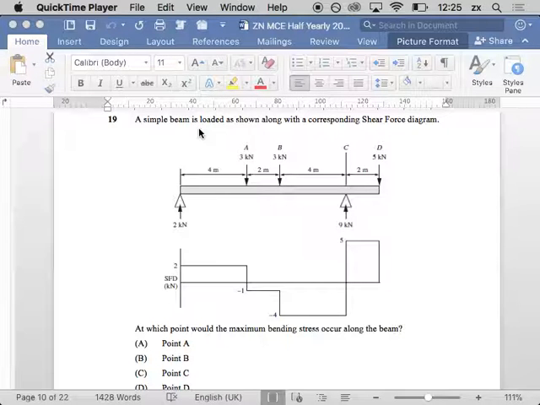Question 19. A simple beam is loaded, as shown in this diagram. And below, we've been provided with a shear force diagram. Now, it said, at which point will the bending stress occur along the beam? Now, we've got 4 points. A, B, C, and D. Now, at which of these points are possible answers? There's 2 answers that are possible. Which 2? A and C.